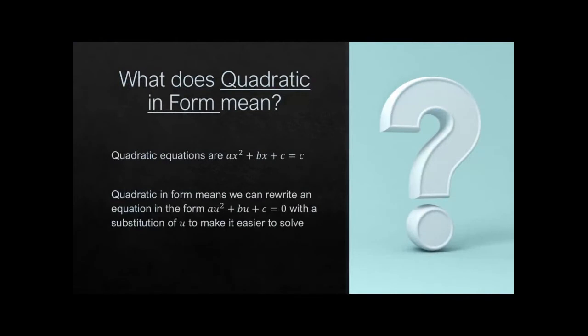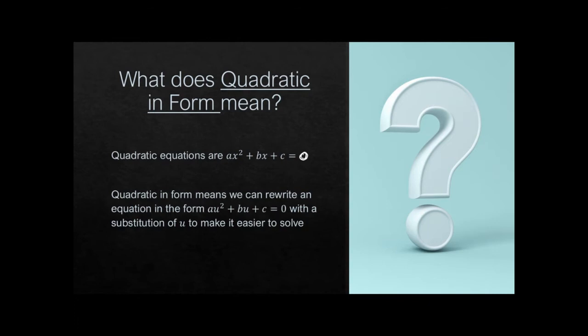So first, what does quadratic in form even mean? You have to understand what this means in order to know when to use the technique. So quadratic equations, we have ax squared plus bx plus c. That's supposed to say equals 0, not c, although it could equal any number, I suppose. But hey, that should be a 0.